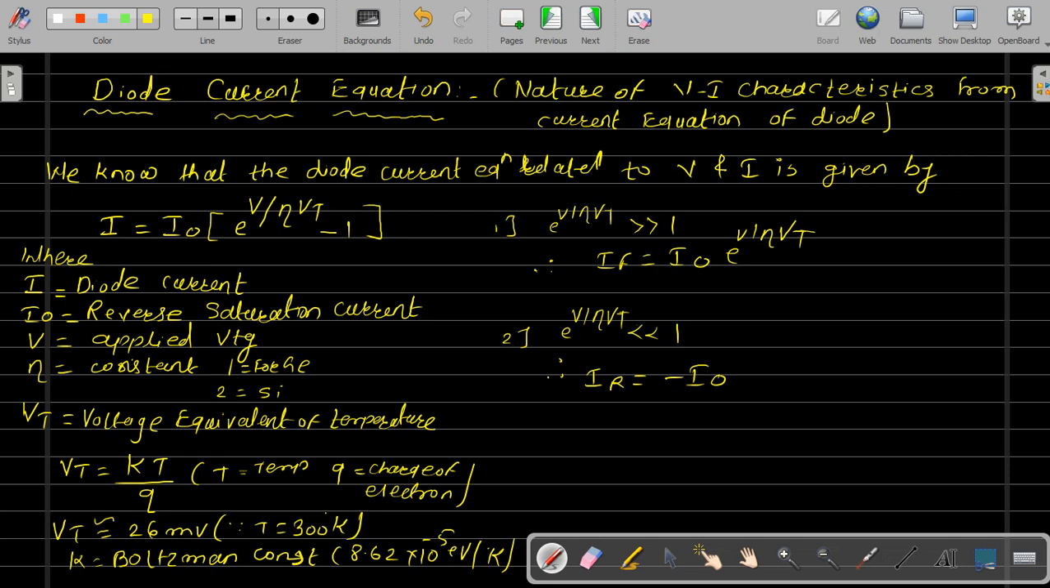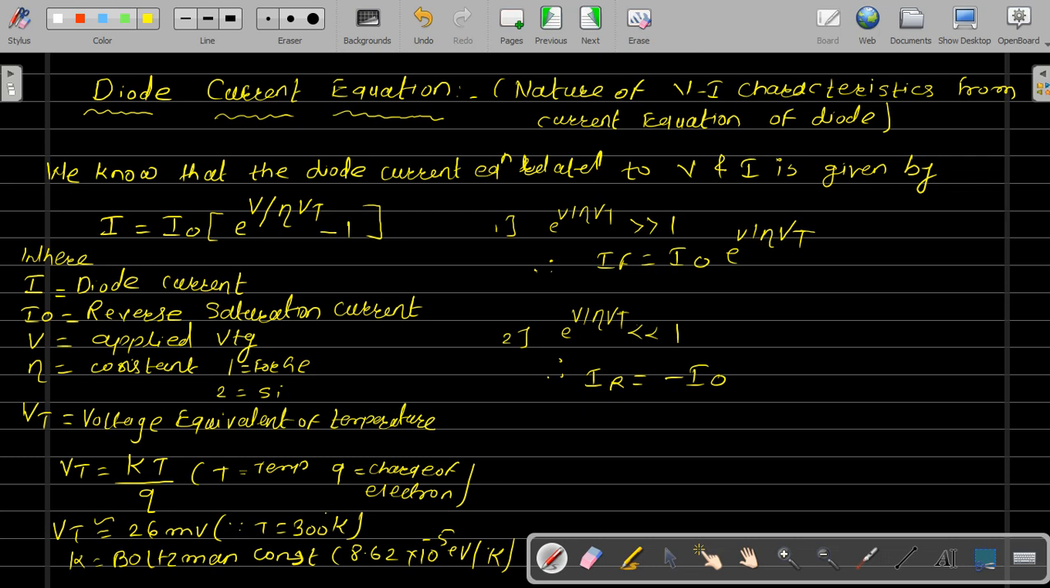which is nothing but I equals I naught into e power V by eta Vt minus 1, where I is your diode current, I naught is the reverse saturation current, V is the applied voltage, eta is a constant which is 1 if you use germanium material and 2 for silicon. Vt is nothing but the thermal voltage, which is also called the voltage equivalent of temperature.